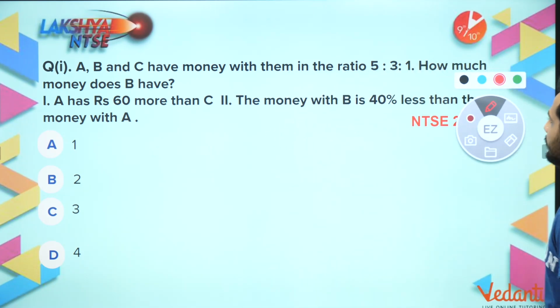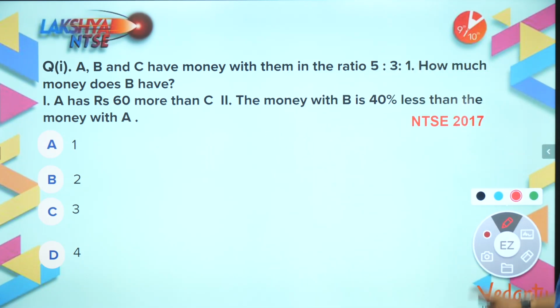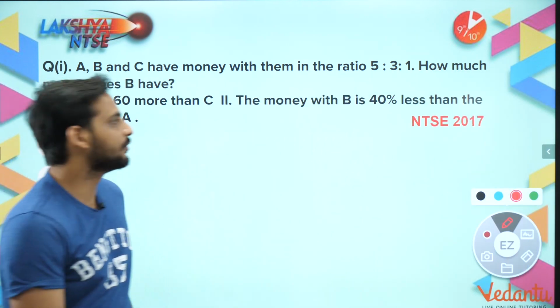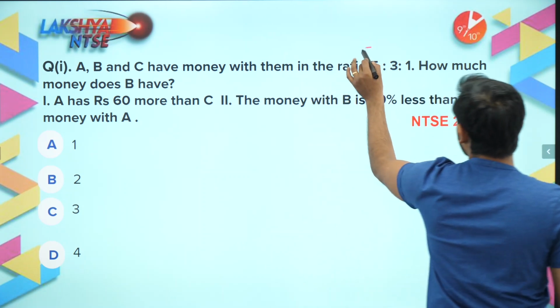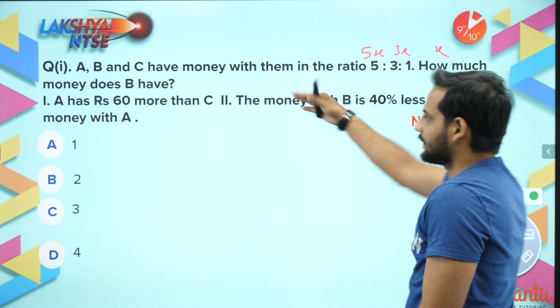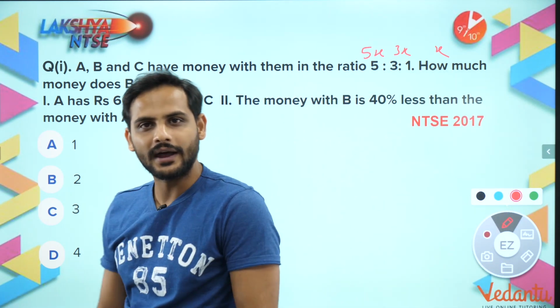A, B, C have money with them in the ratio 5:3:1. How much money does B have? This is the question. Now, if I use only statement 1, I can say A has 5x, B has 3x and C has x. But other than that, I don't have any other information. So I can say that statement 1 alone is not sufficient.